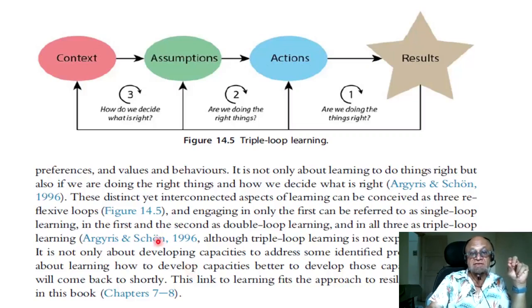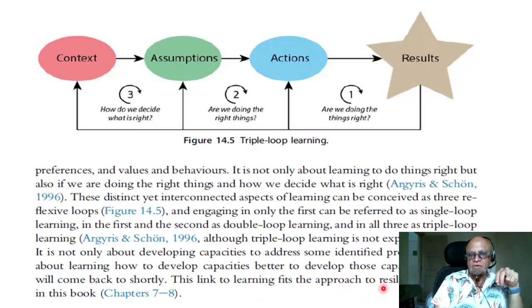These distinct yet interconnected aspects of learning can be conceived as three reflexive loops that we are looking at here. Engaging in only the first can be referred to as single loop learning, the second as double loop learning, and all three as triple loop learning, although triple loop learning is not explicitly labeled as such. It's not only about developing capacities to address some identified problems, but also about learning how to develop capacities better to develop those capacities. Better capacity to develop capacity, which I will come back to shortly.